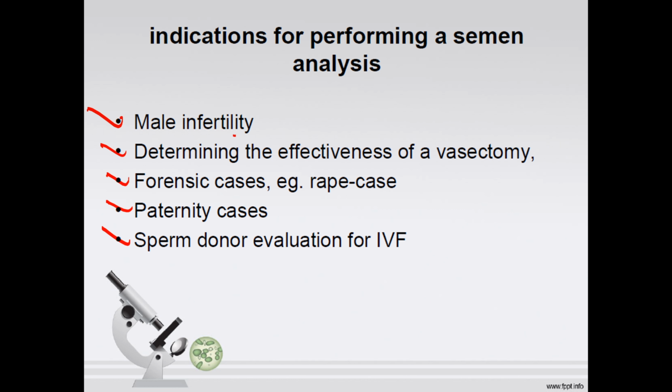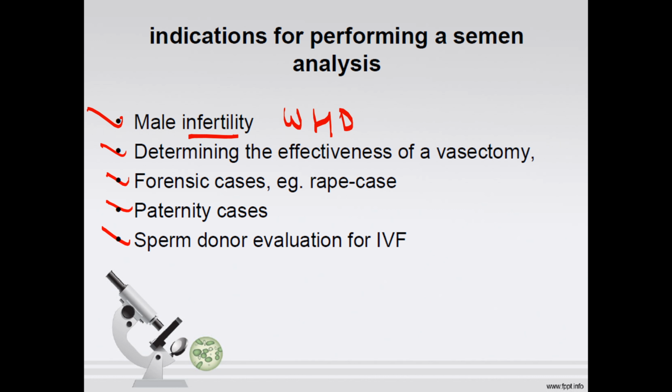First one is infertility. So what is the definition of infertility by WHO? Any sexually active couple unable to conceive during a period of 1 year is called an infertile couple. So in that case, the male patient should go for semen analysis.